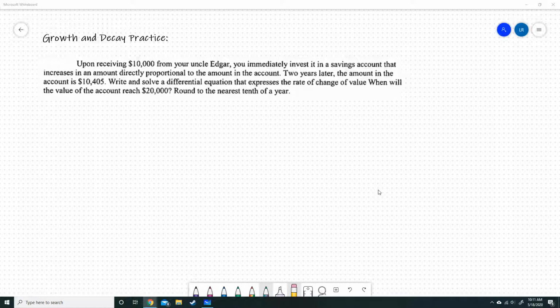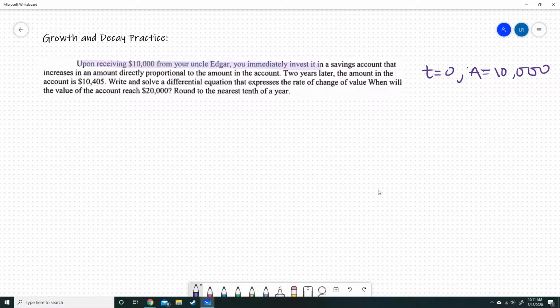The first thing that I notice is I'm given an initial condition. This is my initial condition right here: that when t is 0, the amount in my account is $10,000. Followed directly after that, they give me the equation I'm going to use. They give me that it's directly proportional.